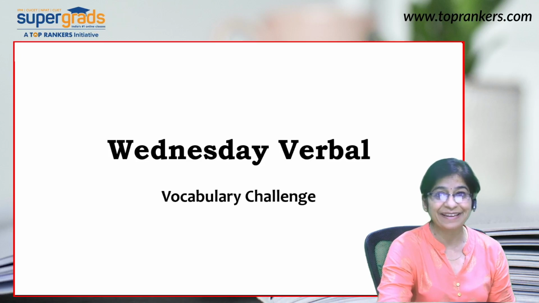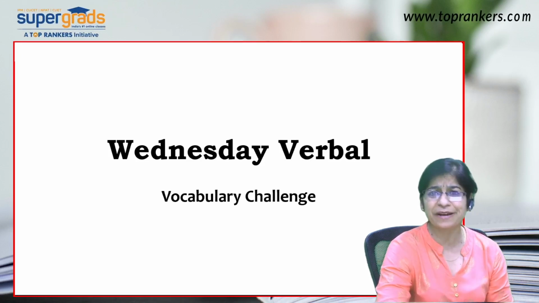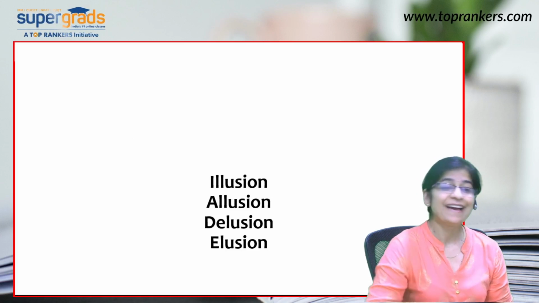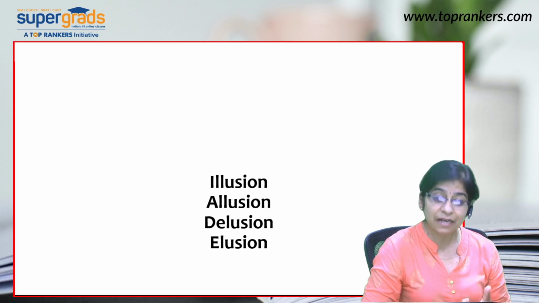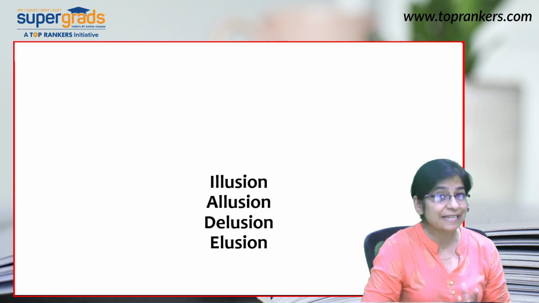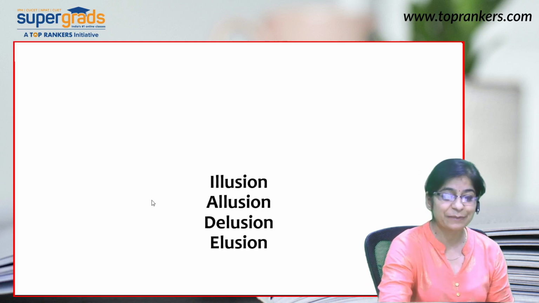I'm your mentor and guide, Brinda, and in this session, we will take a look at some fantastic vocabulary in sets of four. And the first set of words that I have for you are illusion, allusion, delusion, and elusion. Now, let's take a look at their meaning.